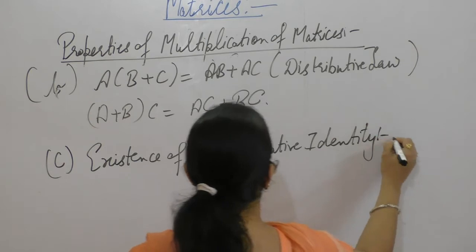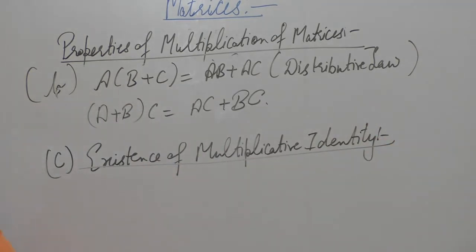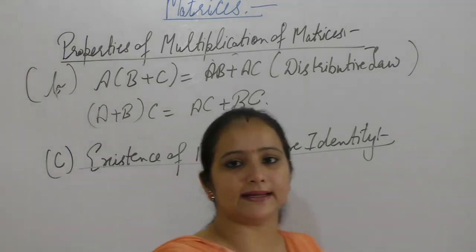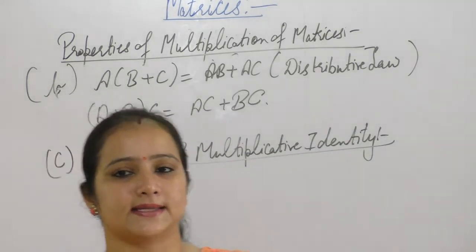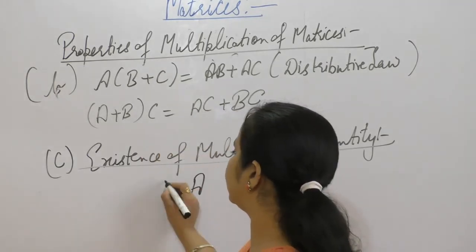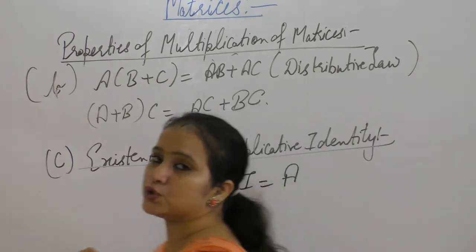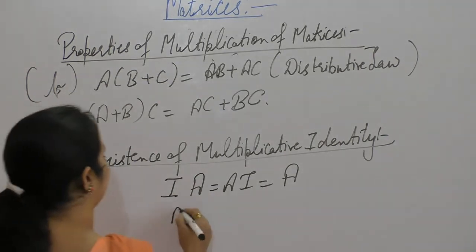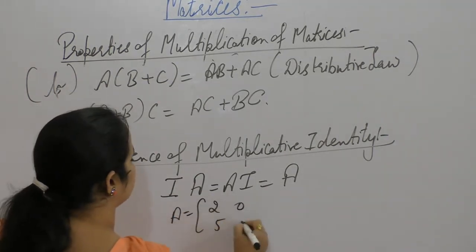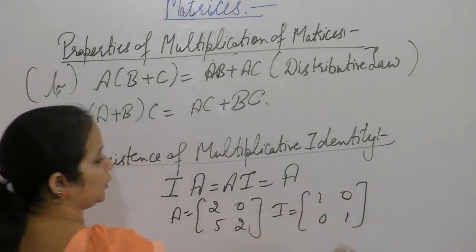Existence of multiplicative identity. Let A be any matrix. For every square matrix A, there exists an identity matrix I such that I into A or A into I is equal to A. Let A be [2, 0; 5, 2]. This is of order 2, so the identity matrix will also be of order 2.